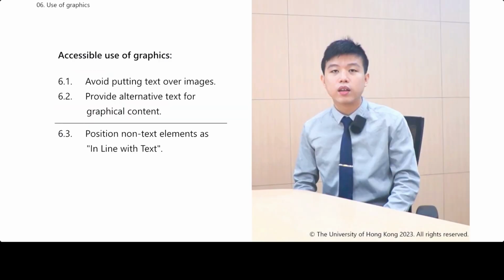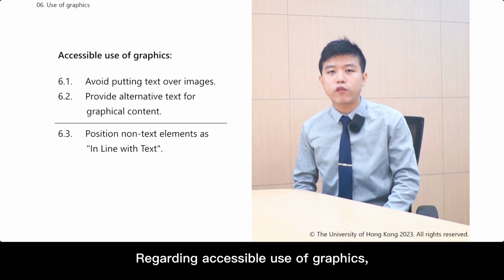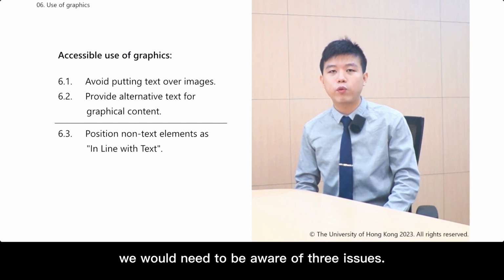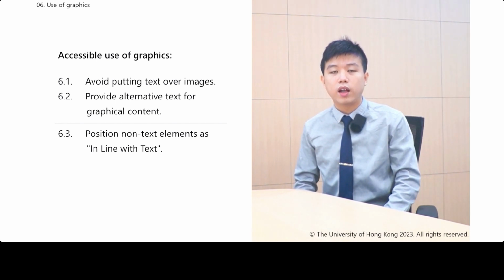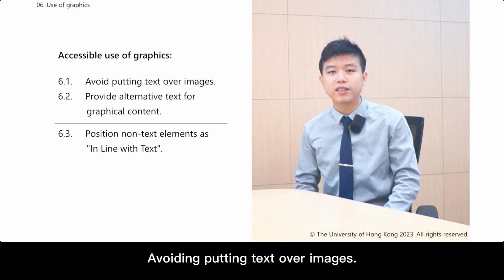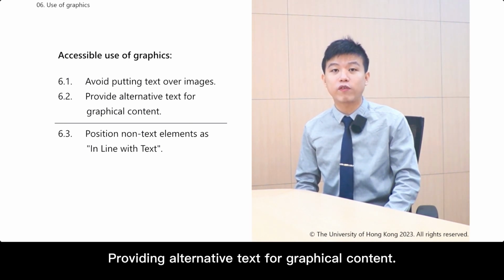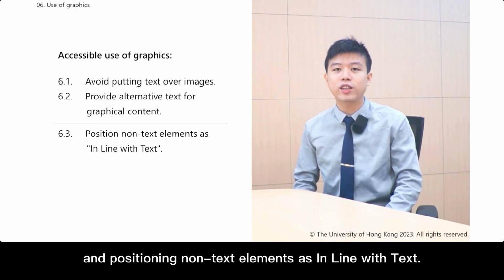Use of graphics. Regarding accessible use of graphics, we would need to be aware of 3 issues: avoiding putting text over images, providing alternative text for graphical content, and positioning non-text elements such as in line with text.